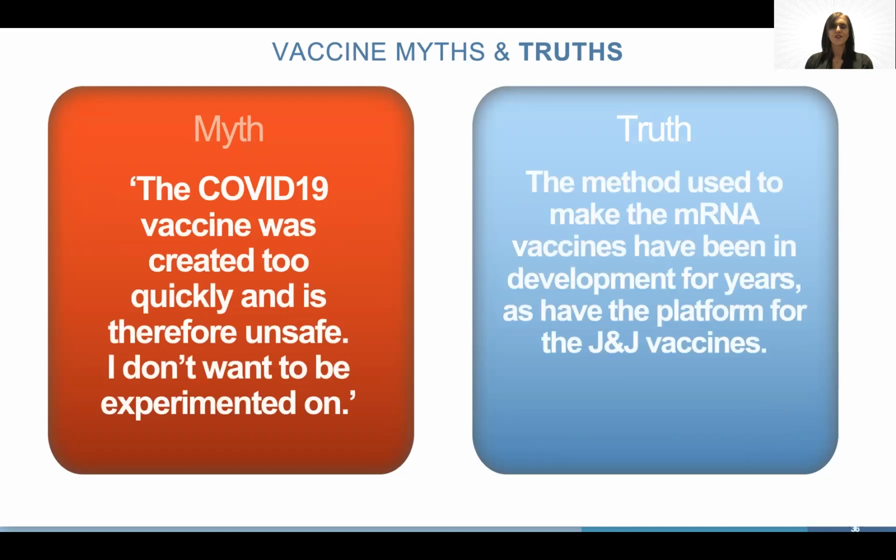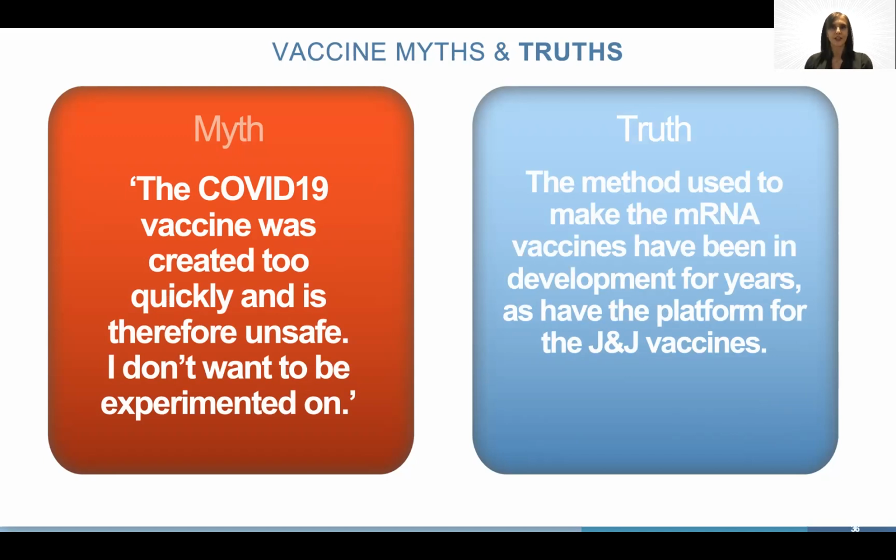Another myth: the COVID vaccine was created too quickly and is therefore unsafe, and I don't want to be experimented on. Well, the methods to make the mRNA vaccines have been around and in development for years, as has the platform for the J&J vaccine, and they are amazingly safe. Furthermore, there are systems in place in the government that have been around for decades for the clinical trials and the people running them to report if anything went wrong or some harm came to somebody who got the vaccine.